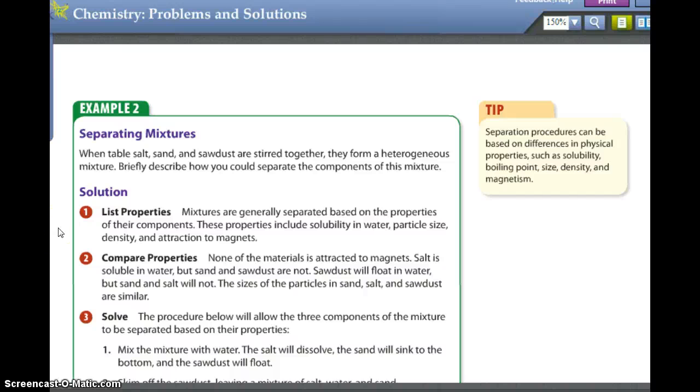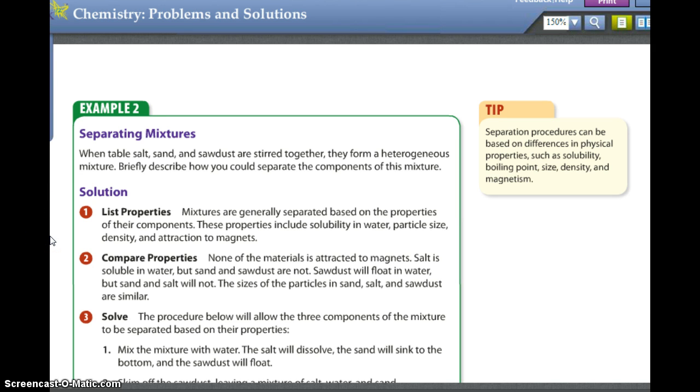This is part 2 of 1.08 Review Mixtures. Separating mixtures. When table salt, sand, and sawdust are stirred together, they form a heterogeneous mixture. Briefly describe how you could separate the components of the mixture. Okay, so hit pause, think about it.